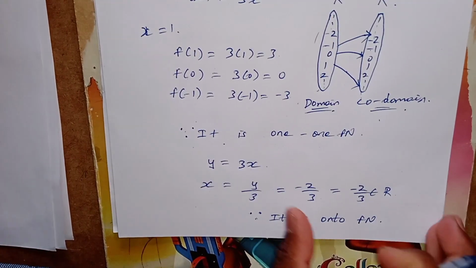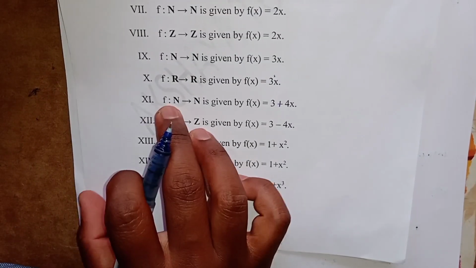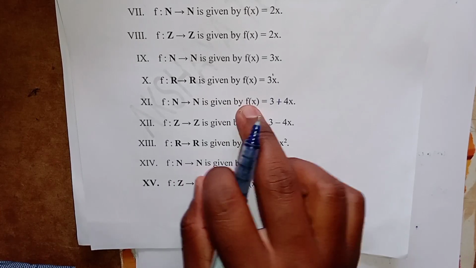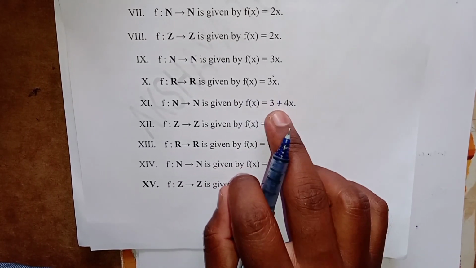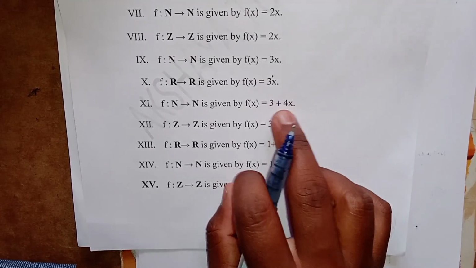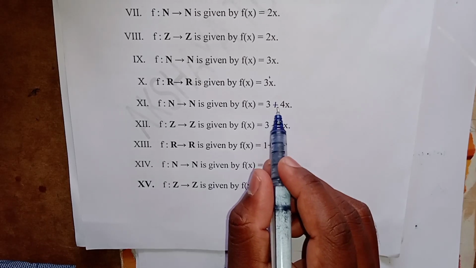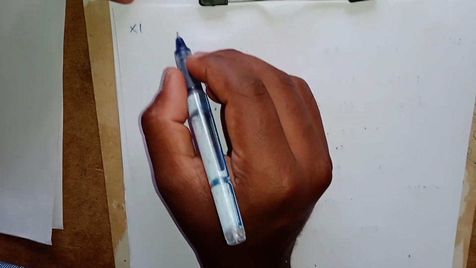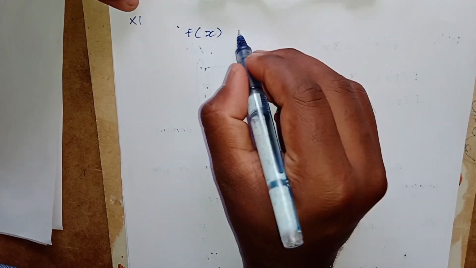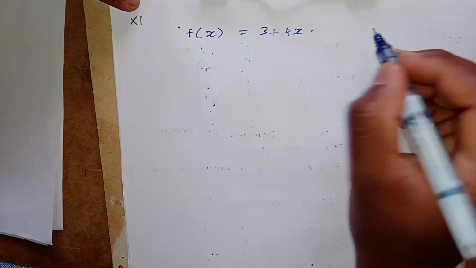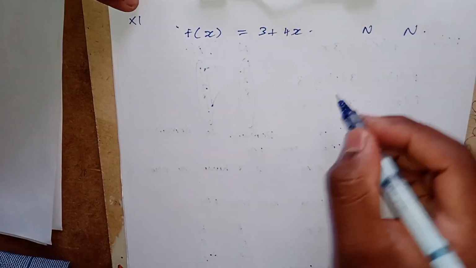Okay, it is clear. Next, subdivision 11. Function from natural numbers to natural numbers given by f of x equal to 3 plus 4x. In the PDF here it is minus, change it into plus. Therefore subdivision 11, here f of x equal to 3 plus 4x. Here natural numbers to natural numbers.